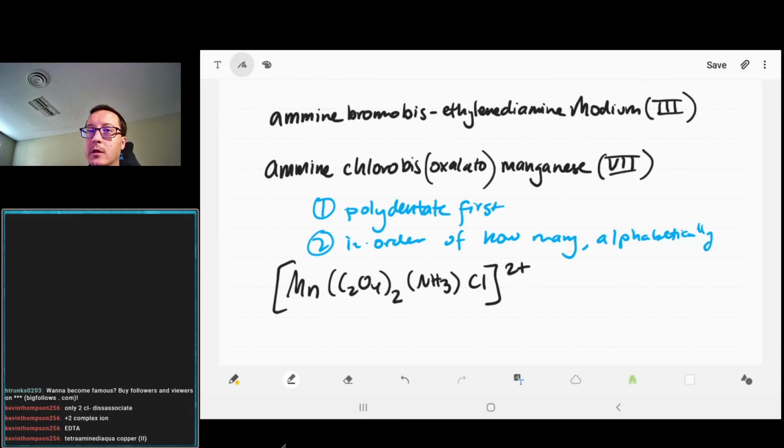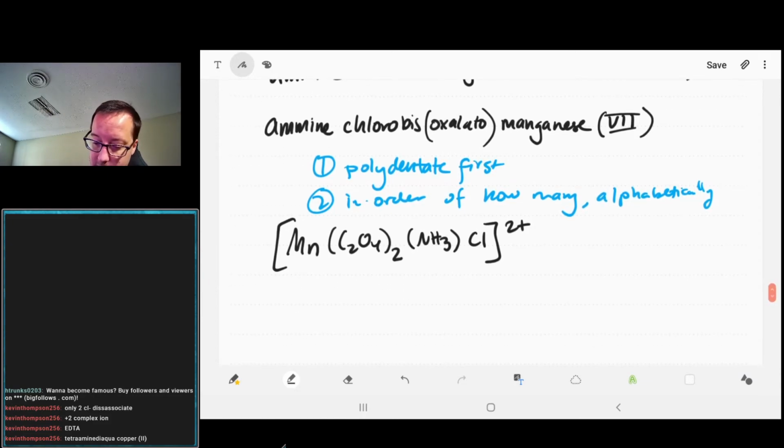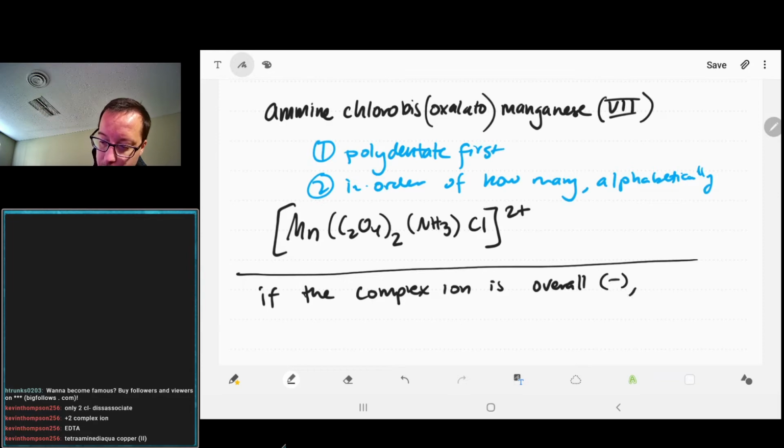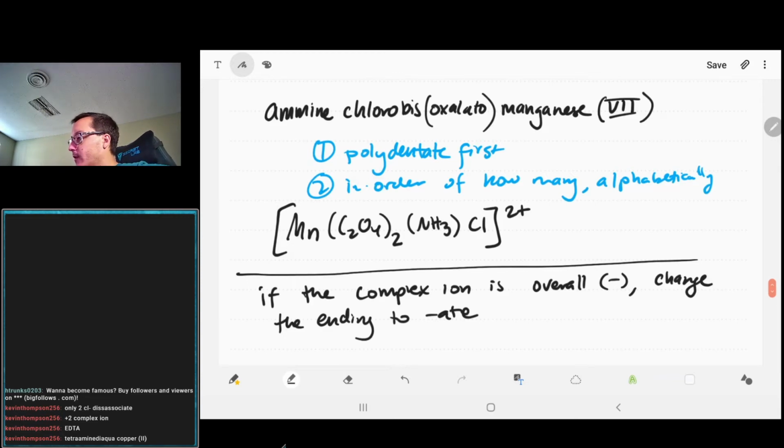Alrighty. Questions on any of these so far? Alrighty. So the other thing we have is these have all been positive complex ions, but we do have negative ones.